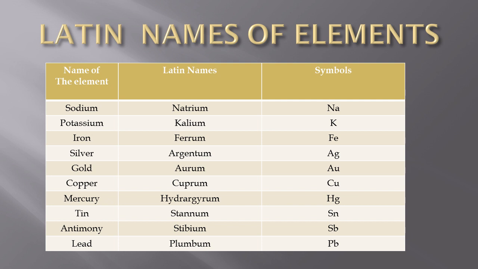Tin, stannum, it is Sn. Antimony, stibium in Latin, symbol Sb. Lead, it is plumbum, Pb. Now I think you will see a connection between the symbol and the English name which had a Latin name.